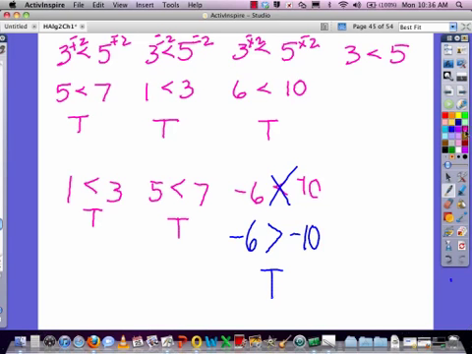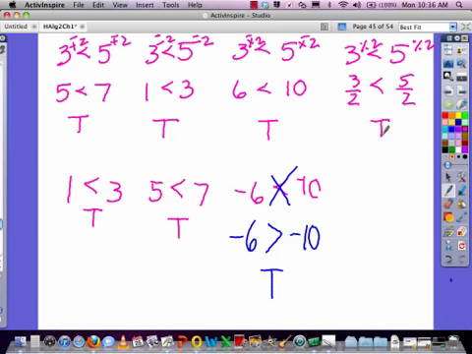Let's do the same thing, but divide. So if we are dividing by 2 on both sides, we end up with 3 halves. If you don't like 3 halves, we could say 1.5 is less than 5 halves. Again, 2.5 if you like that better. 3 halves is less than 5 halves. 3 halves is 1 1/2, 2.5. We've got a true statement here.